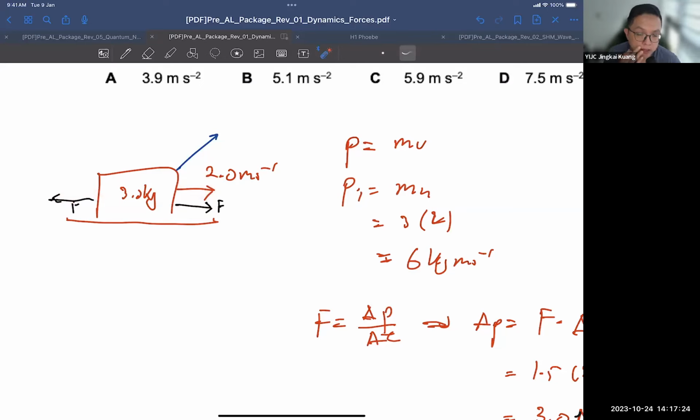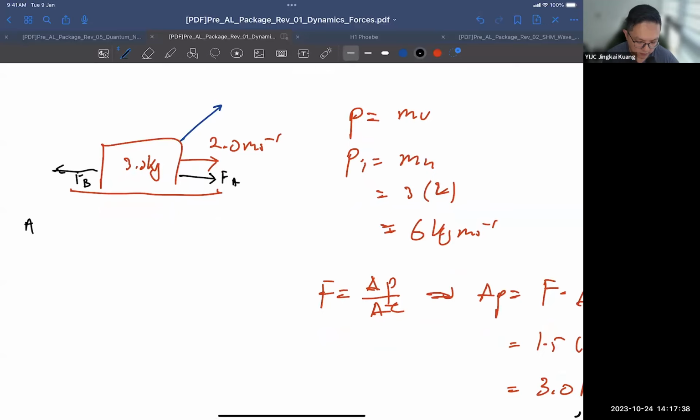All right, so we need to work out what the possible scenarios are that can happen. Let's call this A, and then this is B. So that's for FA. Let's say we do it for A. For A, my change in momentum is in the same direction as the original momentum. So my final momentum is P initial plus delta P due to A. So this will be 6 plus 3.